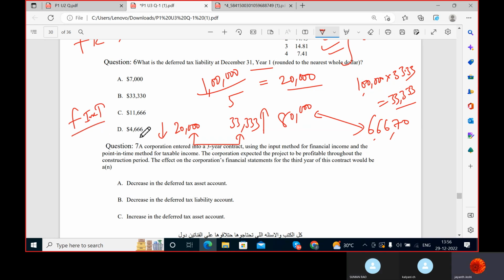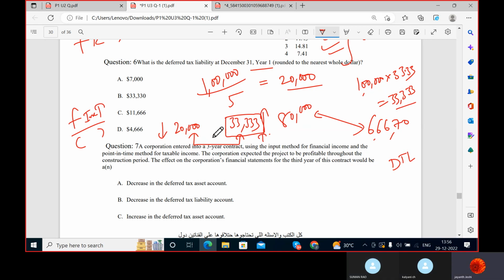It will be high, na? Yes, sir. And here the financial income will be less. Correct? So you will be paying less taxes here. Correct? And as per this you have to pay more. That will create what? DTL. That is right, na? Yes, sir.